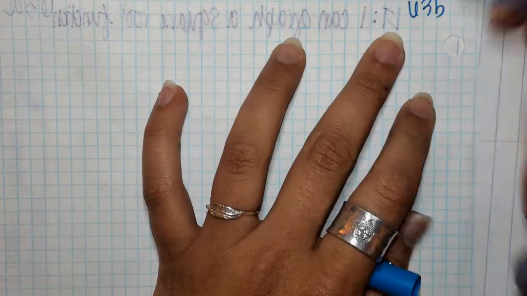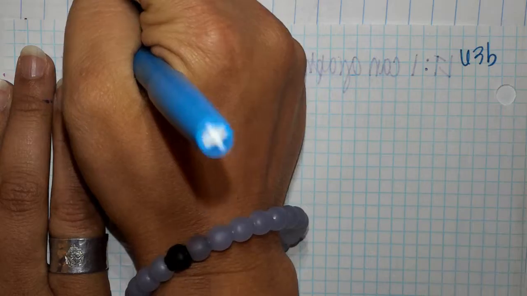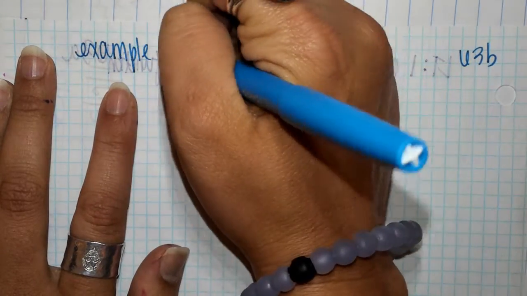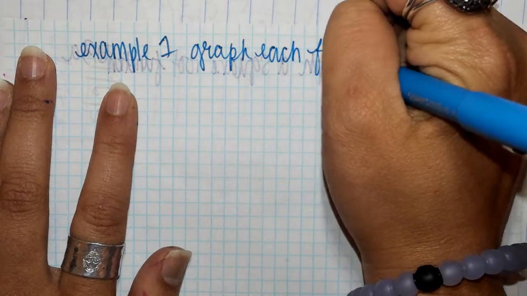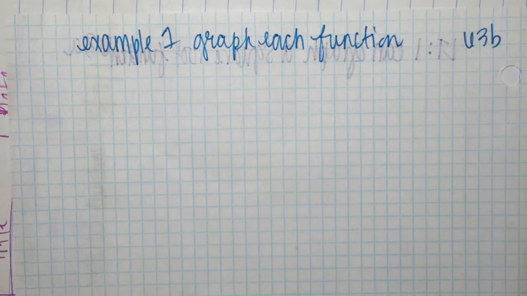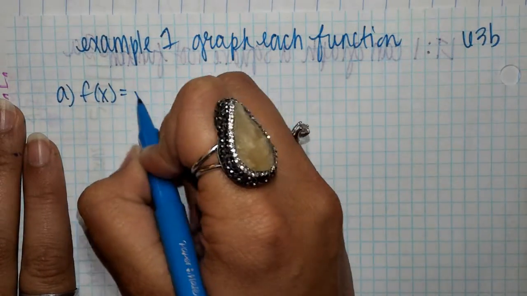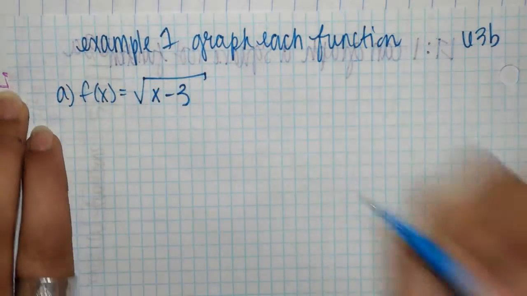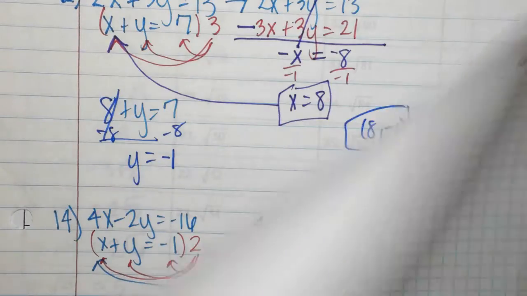Ready? Turn it over. 63b. And that's what I'm about to show you, is how to use the equation. Alright, example 1. Graph each function. And our first one that we're going to do is f of x equals the square root of x minus 3. I want to do it on the outside first.